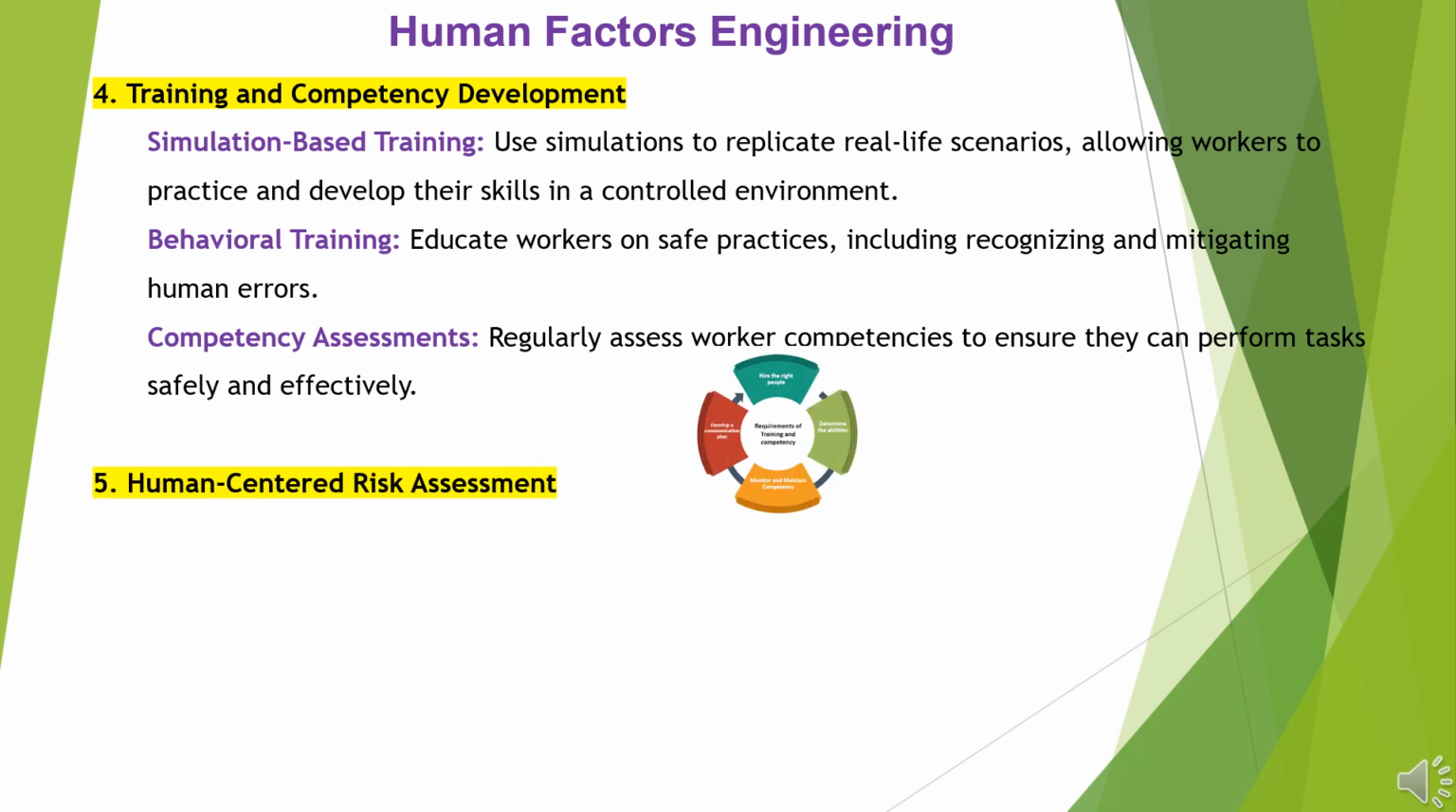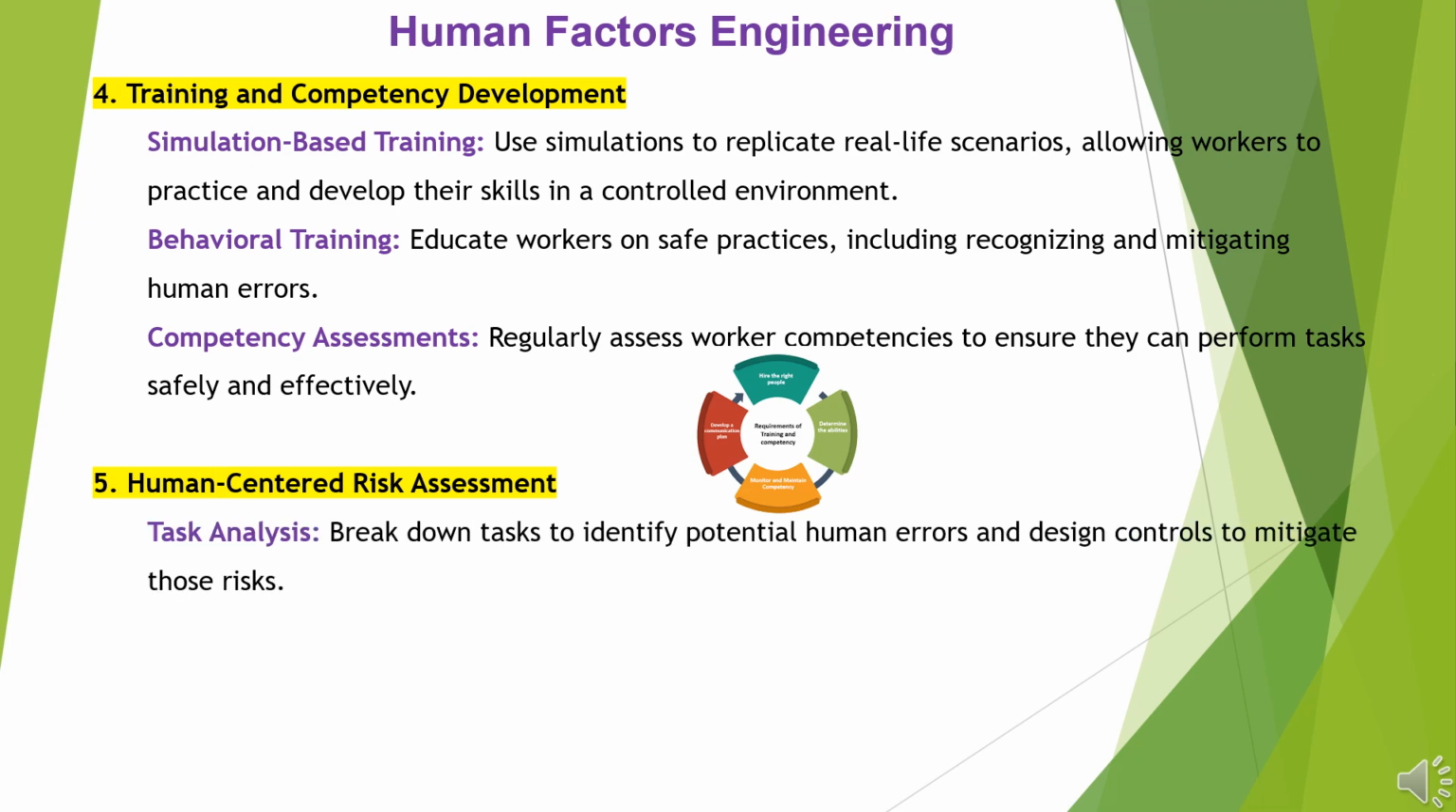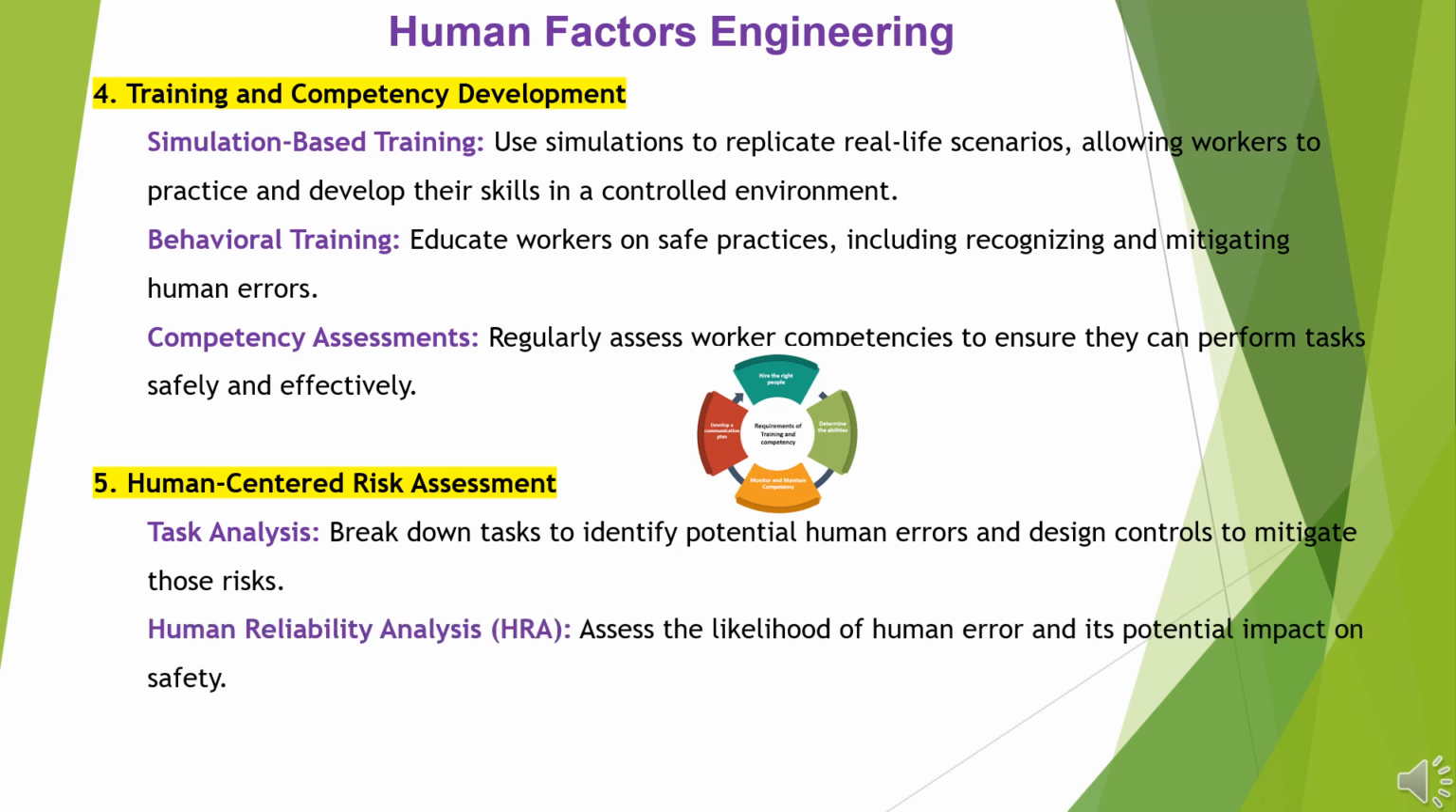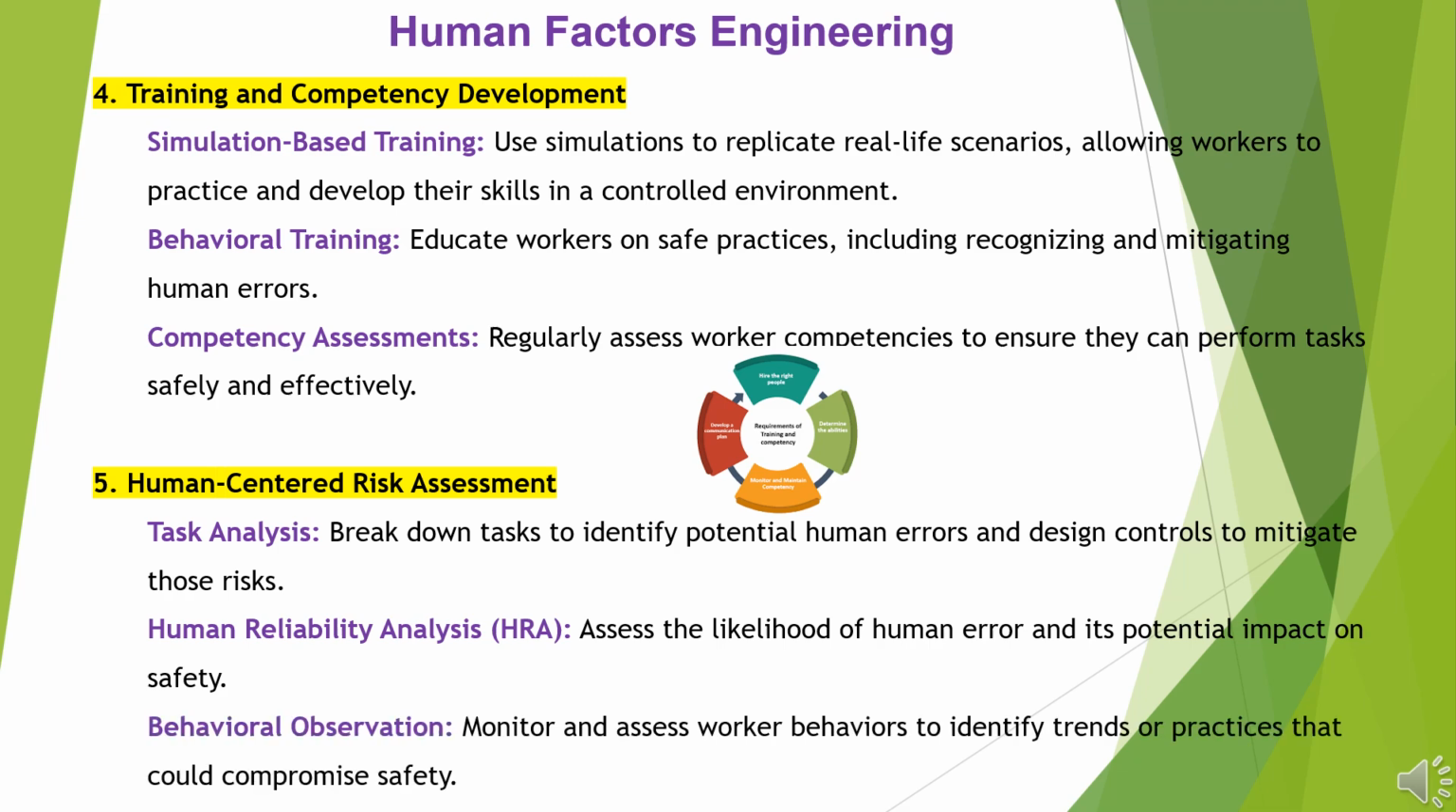5. Human-centered risk assessment. Task analysis. Break down tasks to identify potential human errors, and design controls to mitigate those risks. Human reliability analysis, HRA. Assess the likelihood of human error and its potential impact on safety. Behavioral observation. Monitor and assess worker behaviors to identify trends or practices that could compromise safety.